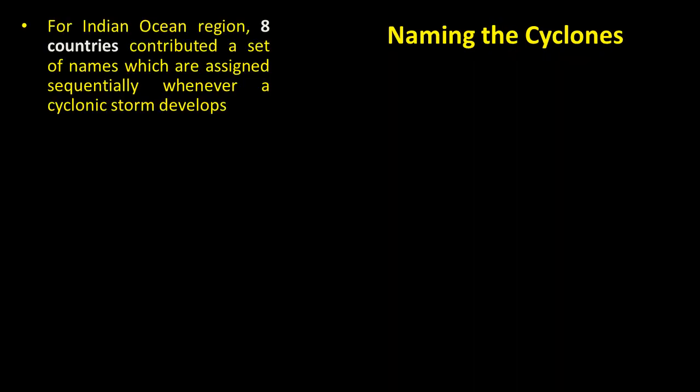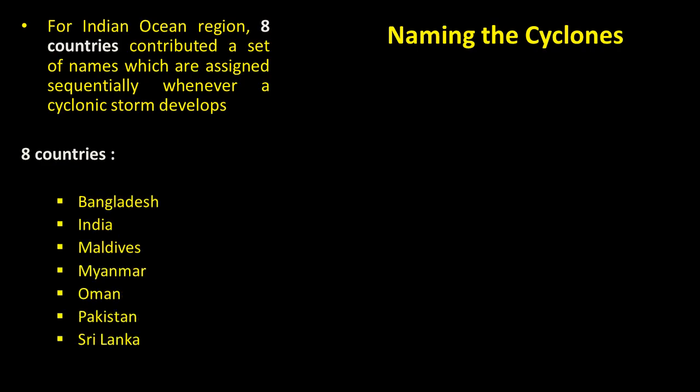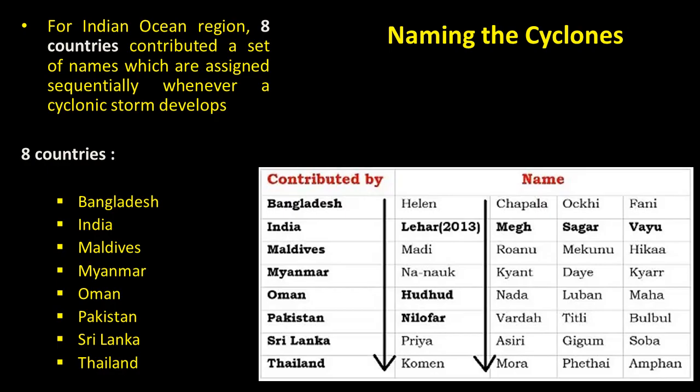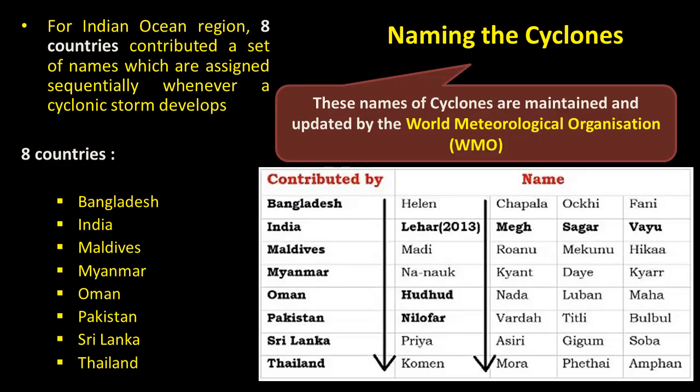For the cyclones originating in the Indian Ocean region, 8 countries contributed a set of names which are assigned sequentially whenever a cyclonic storm develops. These 8 countries are Bangladesh, India, Maldives, Myanmar, Oman, Pakistan, Sri Lanka, and Thailand. These names of cyclones are maintained and updated by an international committee of the World Meteorological Organization, WMO.